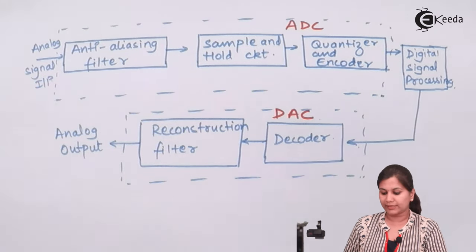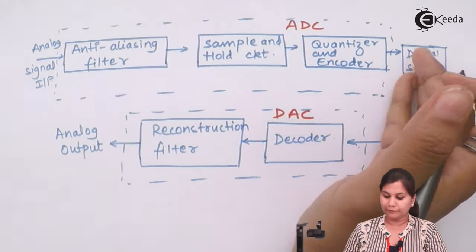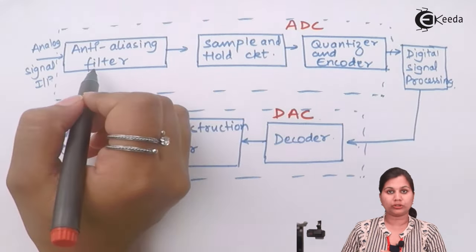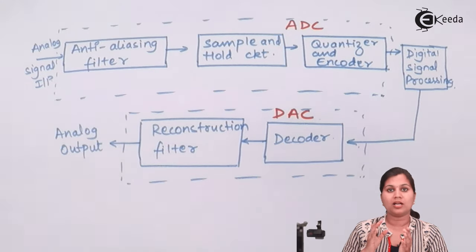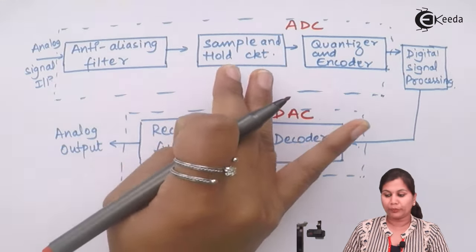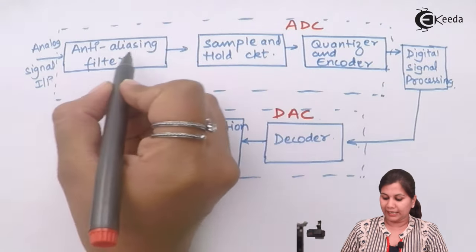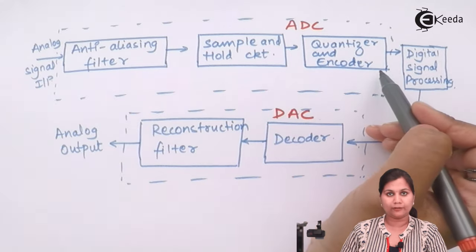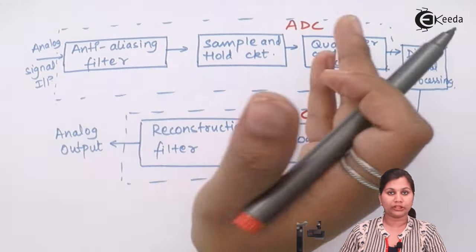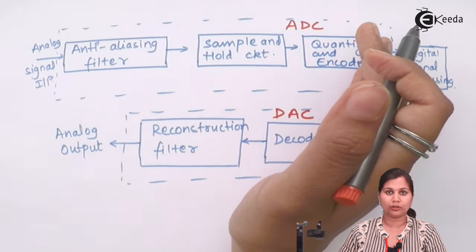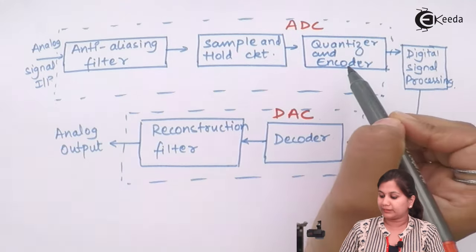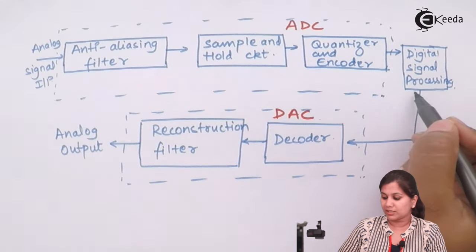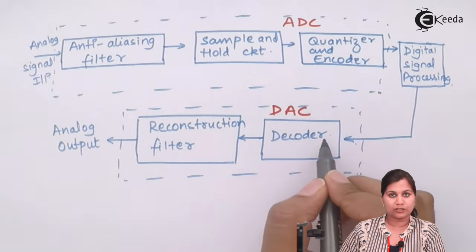The analog signal can be converted into digital signal. First, we pass it through an anti-aliasing filter, so that the aliasing phenomenon does not occur while we are doing the sampling. After that come the sample and hold circuit, then the quantizer and encoder, so that the analog signal is encoded into a digital code. Then that code is given to the digital signal processing unit.